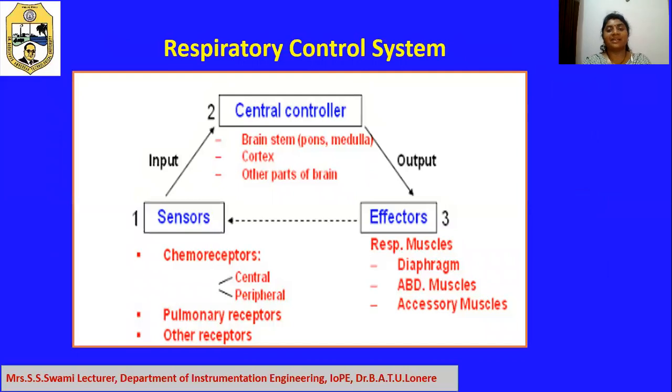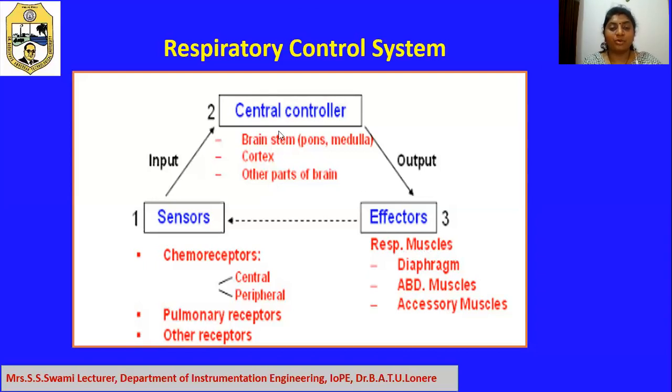Then the respiratory control system. Here it consists of three parts: sensors, central controller, and effectors. The sensors consist of chemoreceptors, central and peripheral, pulmonary receptors, and other receptors. The central controller: brainstem, cortex, and other parts of the brain. The effectors: respiratory muscles, diaphragm, abdominal muscles, and accessory muscles.